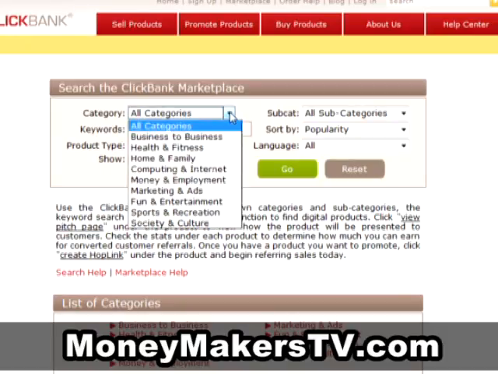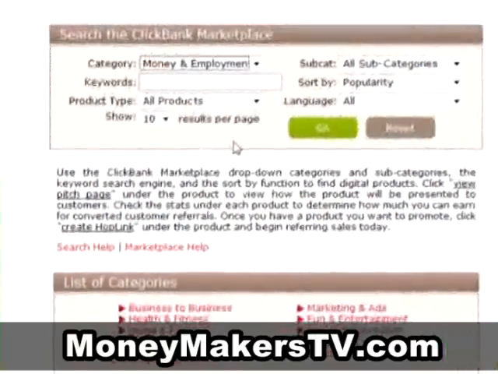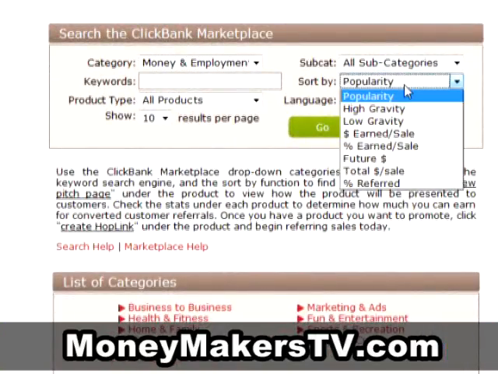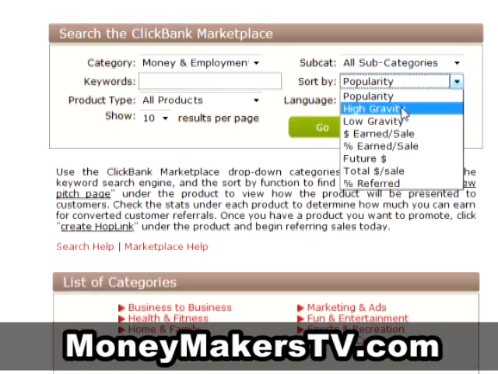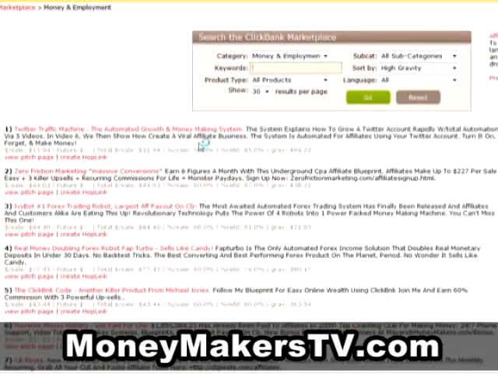I'm not going to tell you how to pick a niche. I'm going to go to, let's see, money and employment. Since we're in the recession, money and employment is a big niche at the moment. Then I'm going to sort by high gravity. Gravity refers to how well the product is selling. And then I'm going to sort by 30 per page, and then click go. Okay.